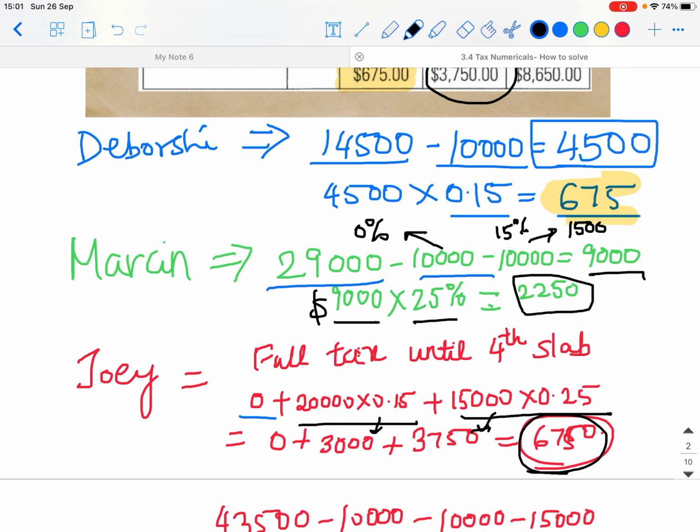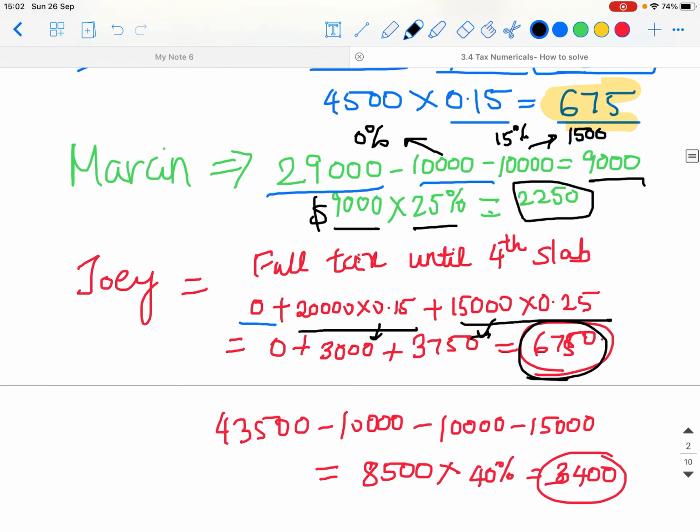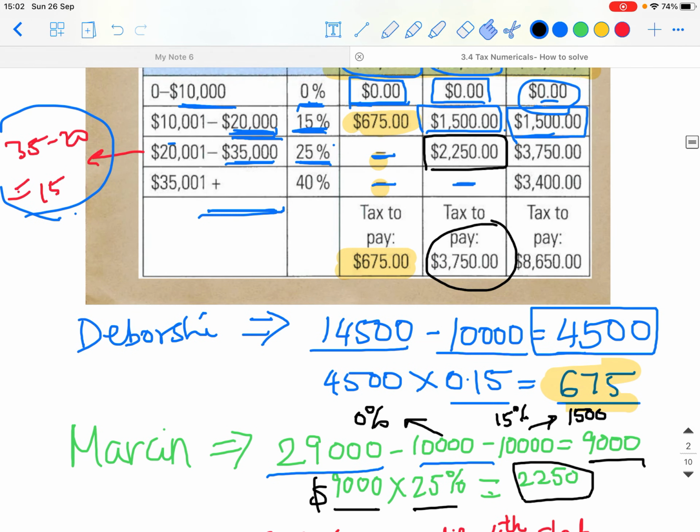this person has to pay $5,250 in tax, but he has to pay more, obviously, because his income is more. So what we simply do is, again, from the initial income that we have, we take out the first 10,000 where he paid 0%, the next 10,000 where he had to pay 15%, the next 15,000 where he had to pay 25%, and we are left with 8,500 as the remaining income. On that 8,500, we want to put a 40% tax, and that leaves us with 3,400. So we have 3,400 over here.